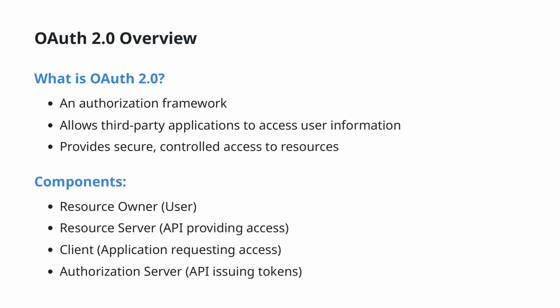4. Authorization server. The server that issues access tokens to the client after successfully authenticating the resource owner and obtaining their authorization. It plays a critical role in the OAuth 2.0 flow by securely handling the authorization process. These components work together seamlessly to ensure that the right access is granted to the right parties under controlled conditions, thereby protecting both user data and system resources.